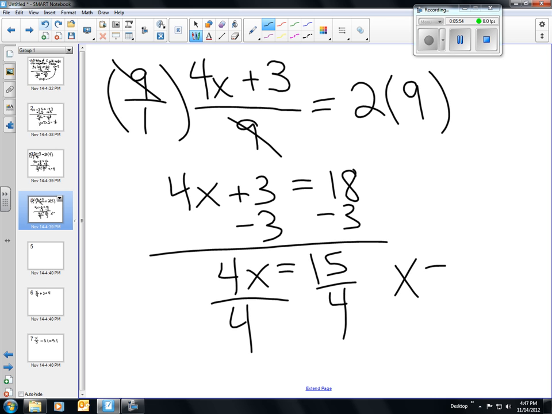And then we're going to divide by 4 on both sides. So that x equals 4 goes into 15 3 times as a whole number, but then it has 3/4 left over. And then you could also write this as a decimal as 3.75.